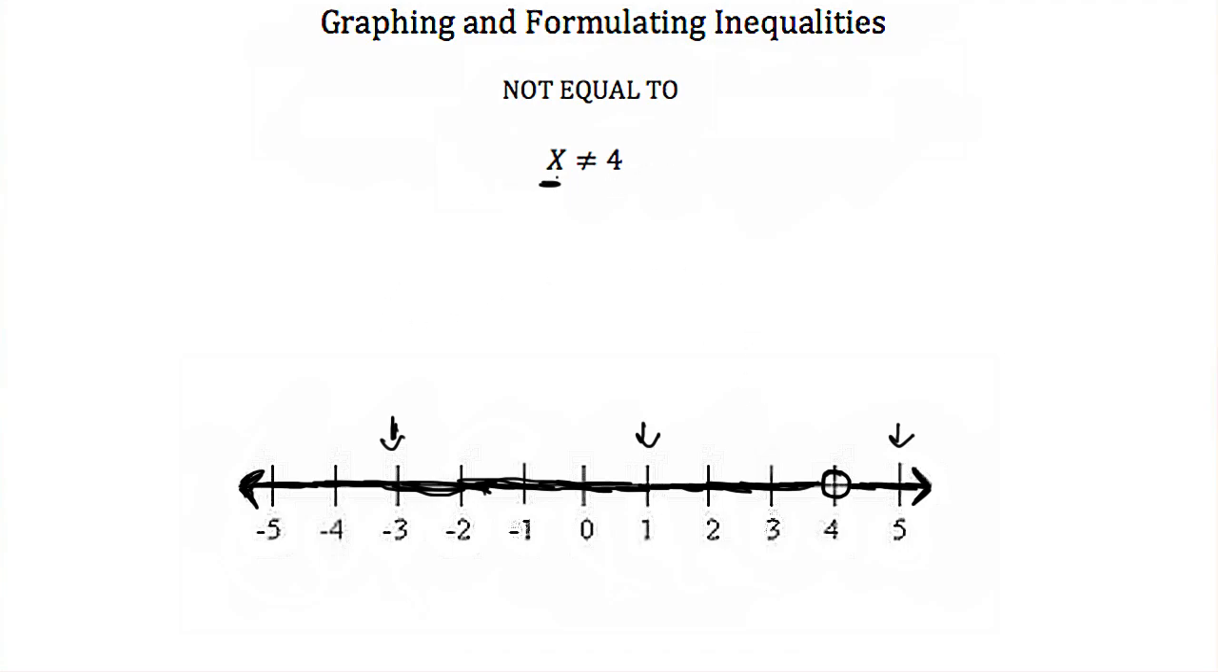So the graph of x not equal to 4 is just an open circle to show that 4 is not a possible number. And then you would fill in your number line for all the rest of the numbers to show that they are all valid points for x.